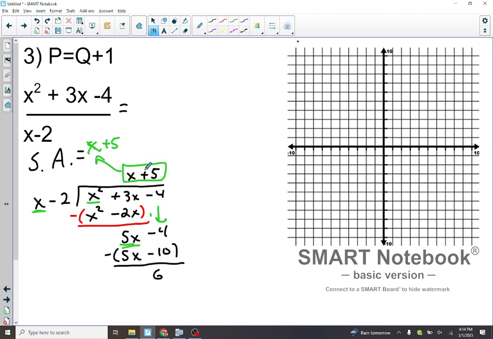Wait, so the slant asymptote is actually the easiest thing. Yes, it is x plus 5. So you graph it like this. You're going to put the y-intercept at 5. 1, 2, 3, 4, 5. Now, what's your slope in this case? Up 1, right 1. So up 1, right 1, up 1, right 1.